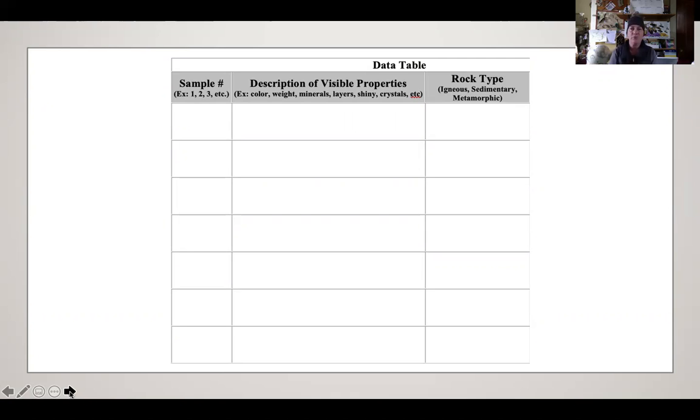And you will bring your results to our next Zoom meeting on Thursday, and we will have a show and tell, and everybody can show their rocks and tell us what type of rock they think it is.